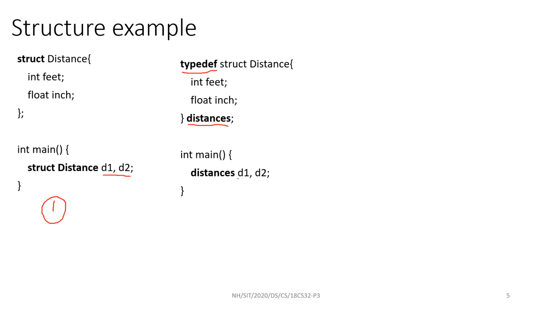The rest of the things are the same. So I'm going to create variables d1 and d2 which are of type distance. What is distance? Distance is of type struct distance. This is the second way of creating the structure. You can use any one of the methods.